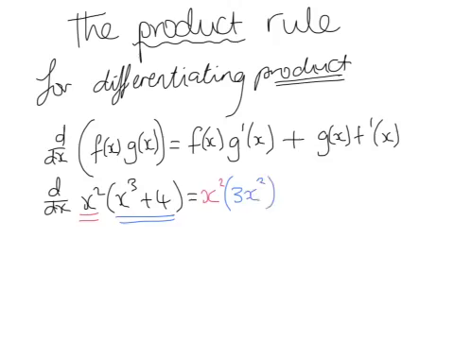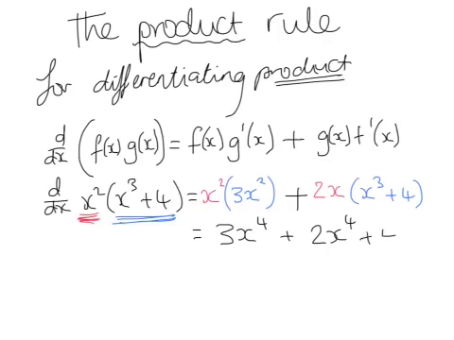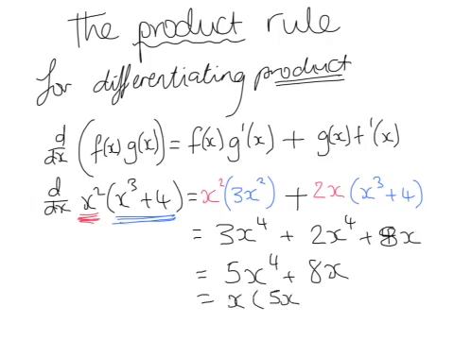There we go. Then we've got a plus, and now g is waiting. He's had his turn. He can just wait. And now it's the turn of f to get differentiated. There we go. Let's see if we can tidy it up a bit. 3x to the 4, add 2x to the 4, add 8x, which is 5x to the 4, add 8x. Suppose we could pull out that x if we really wanted to: 5x cubed plus 8. There we go, done.